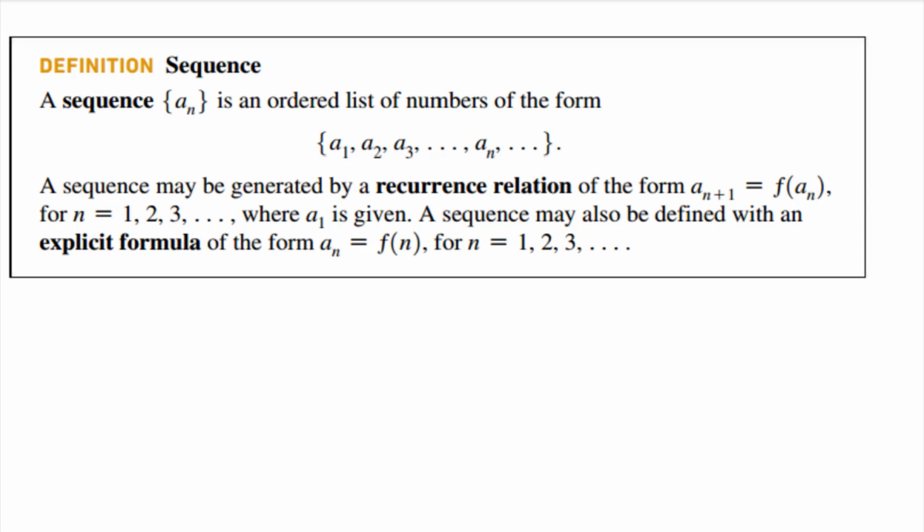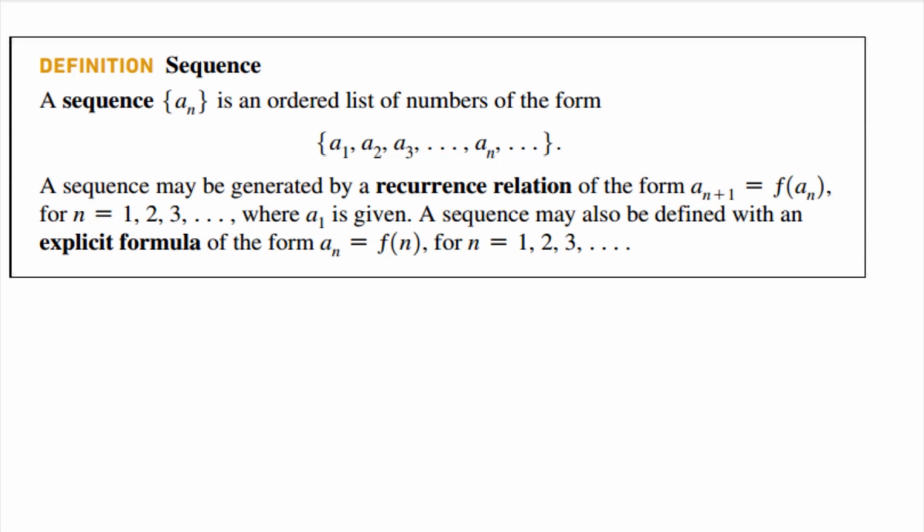A sequence may be generated by a recurrence relation. So we've got some a sub n plus 1, and then maybe you have, like, in our previous example, 2 plus a sub n. That's our f of a sub n. So we had 2 plus the term from before, or 3 plus, or whatever the problem was we've done before. Sorry, I've made a lot of videos.